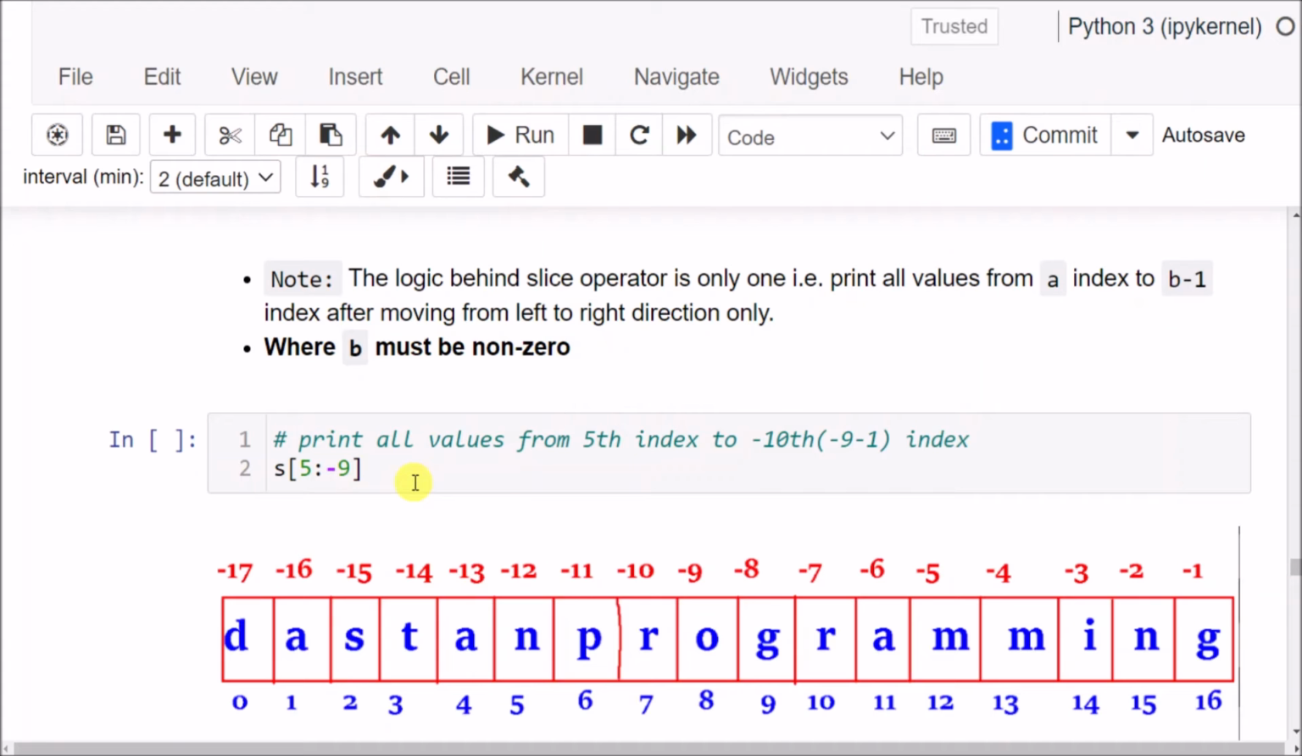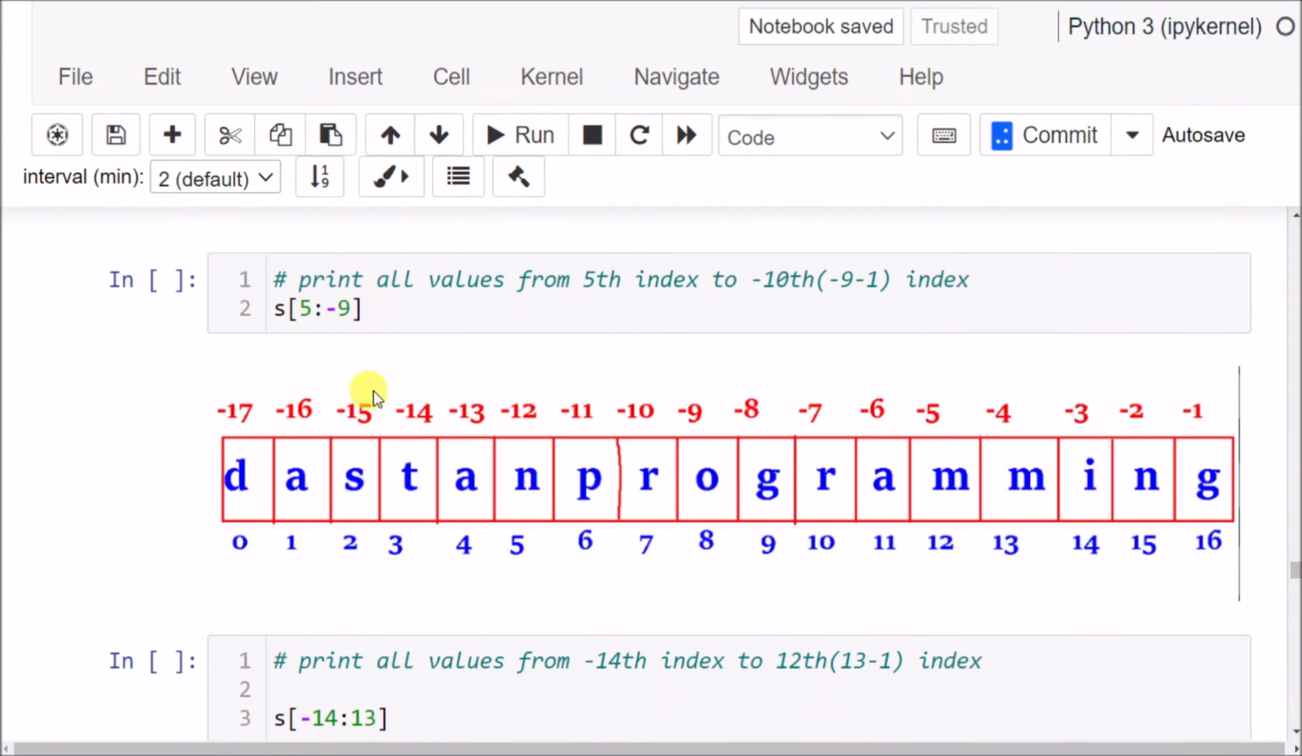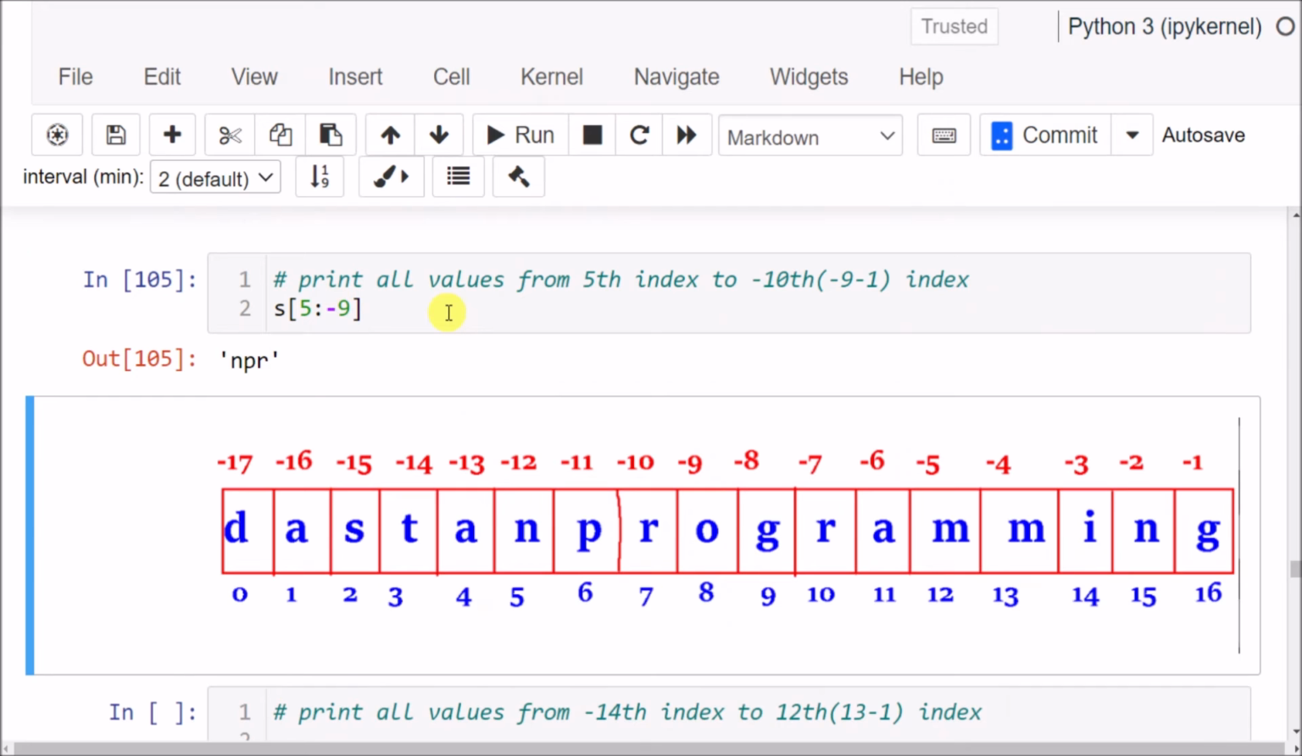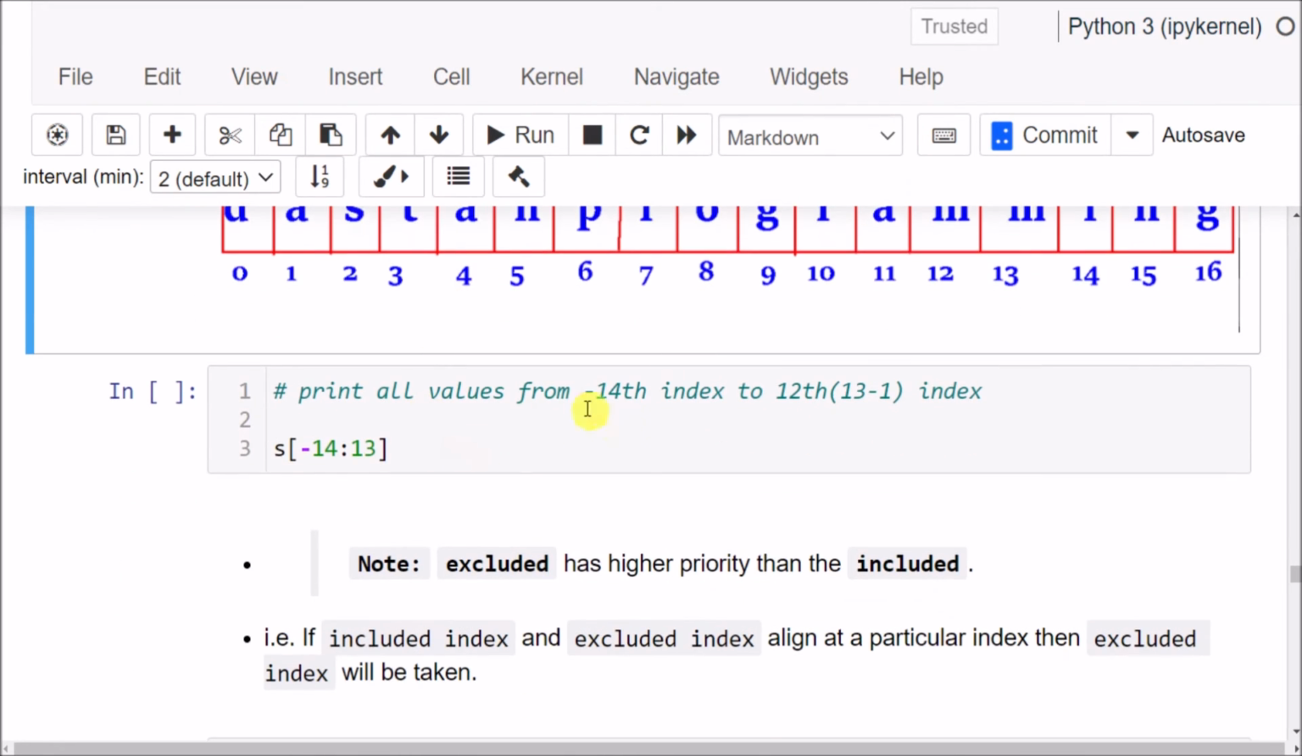And this part I am going to cover now. Okay, so here from minus 5 to minus 9, printing those values. So minus 5 is where, minus 5 is here, that is the n. Okay, so from minus 5, where n is, so n to minus 9, that is the minus 10th value before 1, so minus 10th value, that is npr, so it will return npr. Okay, and in the same value from 14th to 12th index, that is n minus 1.